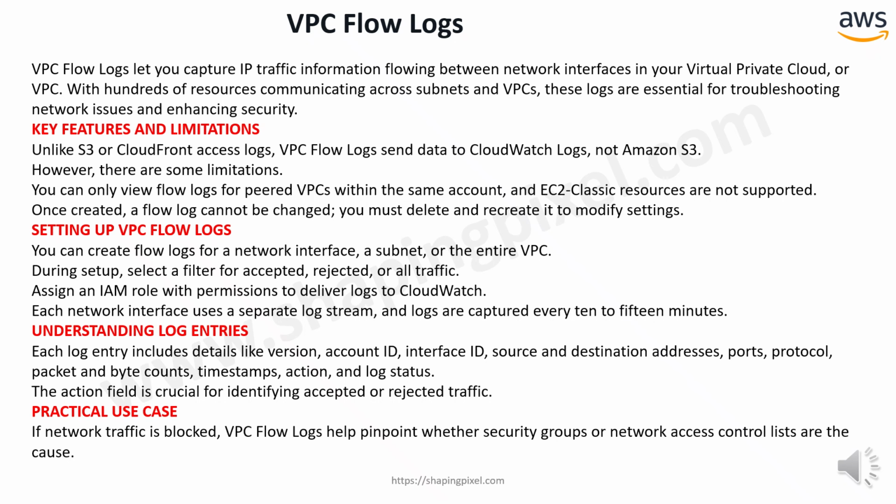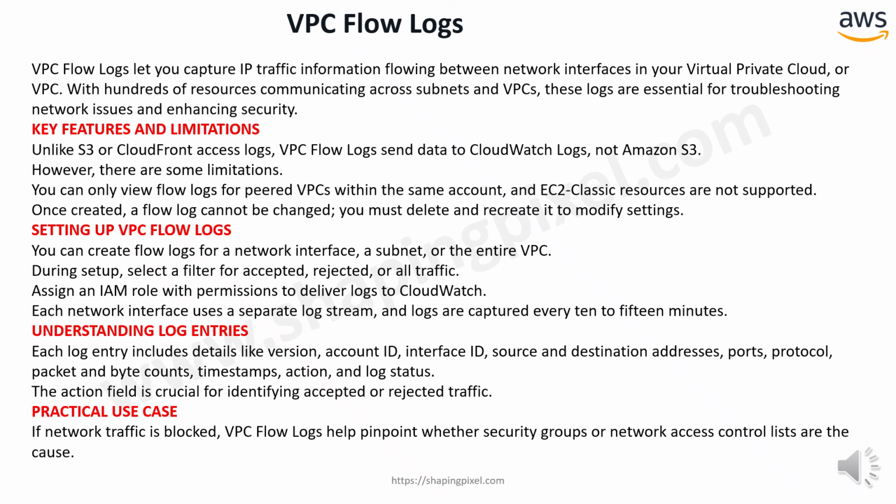Key features and limitations. Unlike S3 or CloudFront access logs, VPC flow logs send data to CloudWatch logs, not Amazon S3. However, there are some limitations. You can only view flow logs for peered VPCs within the same account, and EC2 Classic resources are not supported. Once created, a flow log cannot be changed. You must delete and recreate it to modify settings.